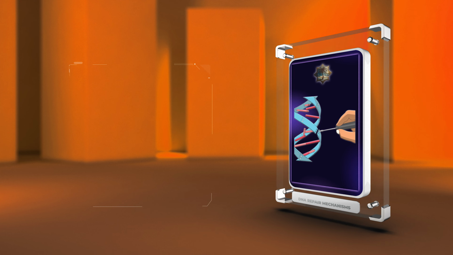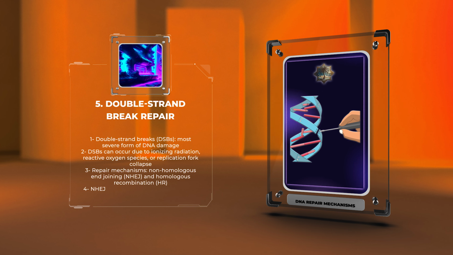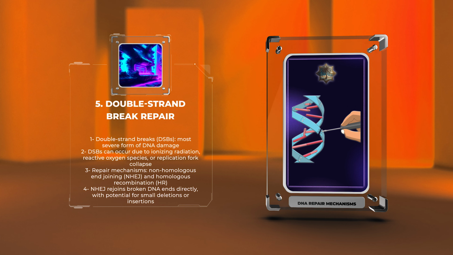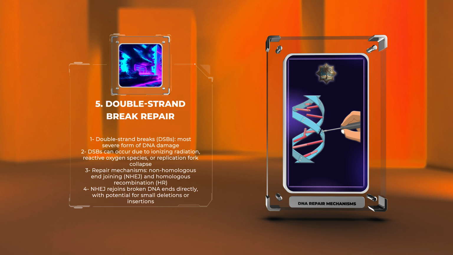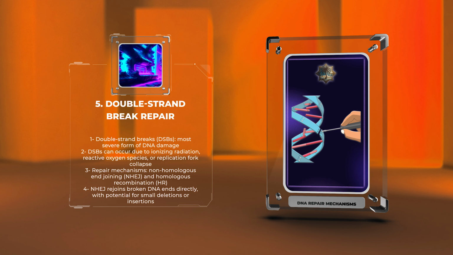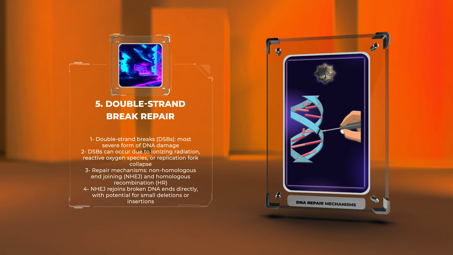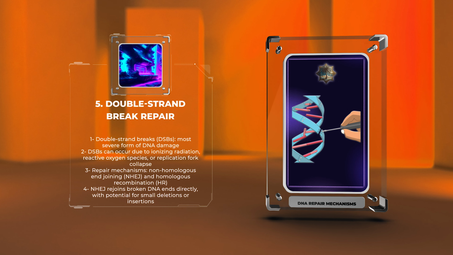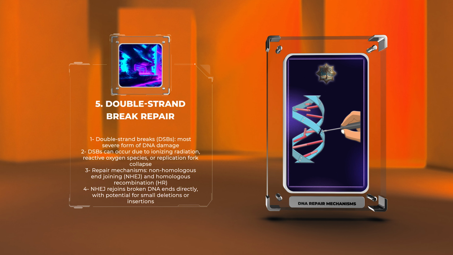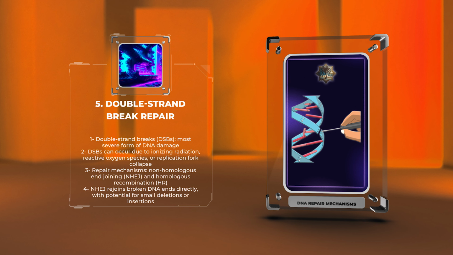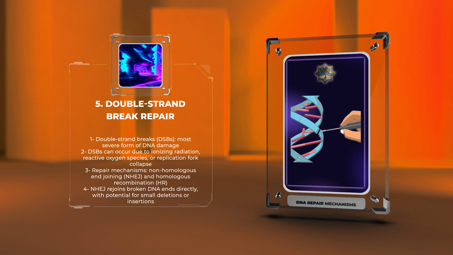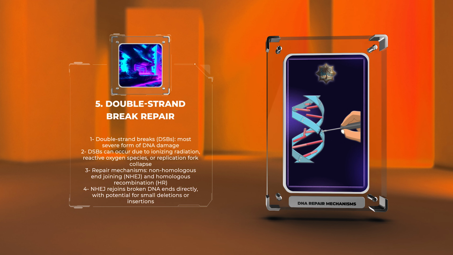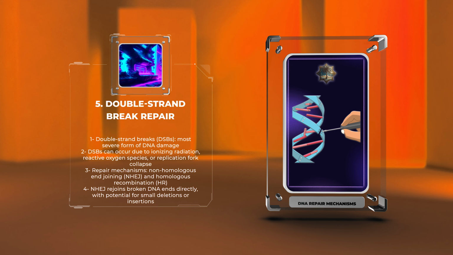Double-strand breaks, DSBs, are the most severe form of DNA damage and can occur due to ionizing radiation, reactive oxygen species, or replication fork collapse. Cells have evolved several mechanisms to repair DSBs, including non-homologous end joining, NHEJ, and homologous recombination, HR. NHEJ rejoins the broken DNA ends directly, albeit with the potential for small deletions or insertions. HR, on the other hand, utilizes an undamaged DNA template to accurately repair the DSB. DSB repair mechanisms are critical for maintaining genomic stability and preventing chromosomal aberrations.